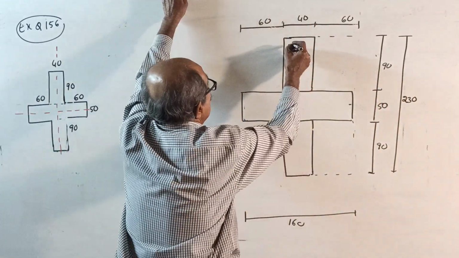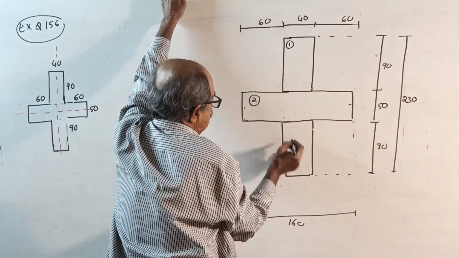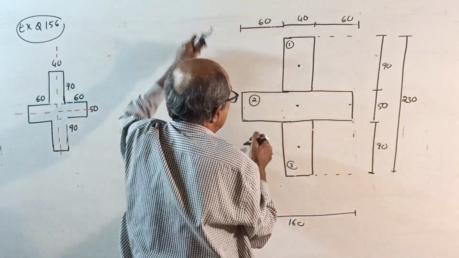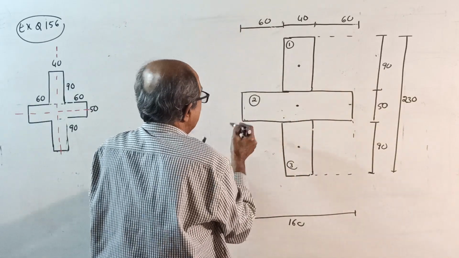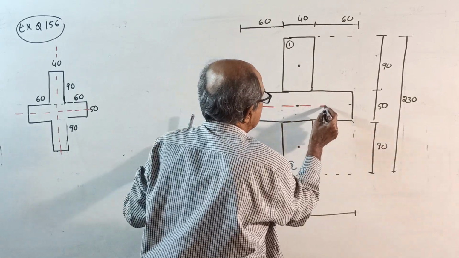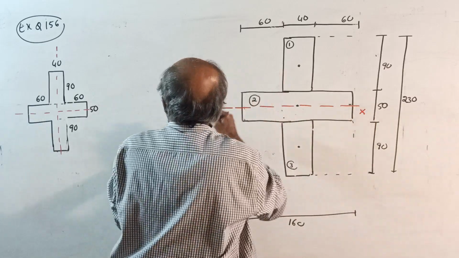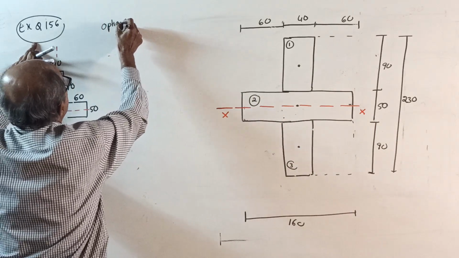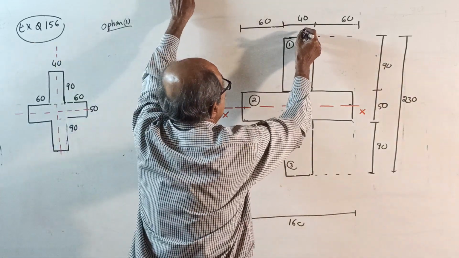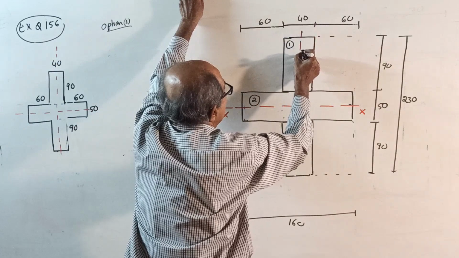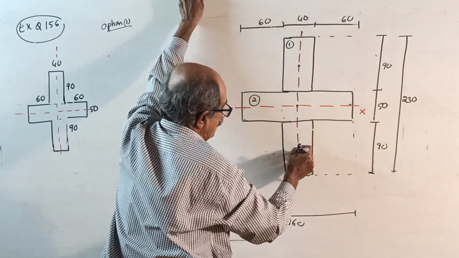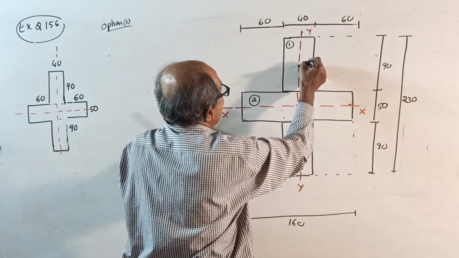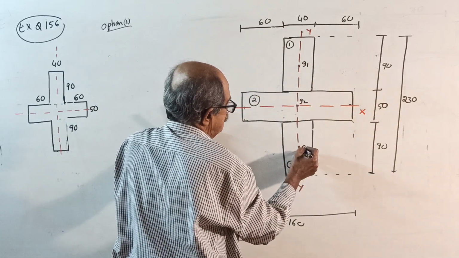Now corrected. See, part 1, part 2, part 3. G1 here, G2 here, G3 here. Now, directly, without any calculation, XX. I forgot to write one thing. You first write, this is option 1. There are two options. This is YY. I should finish a little faster now. I should not waste time on these things.